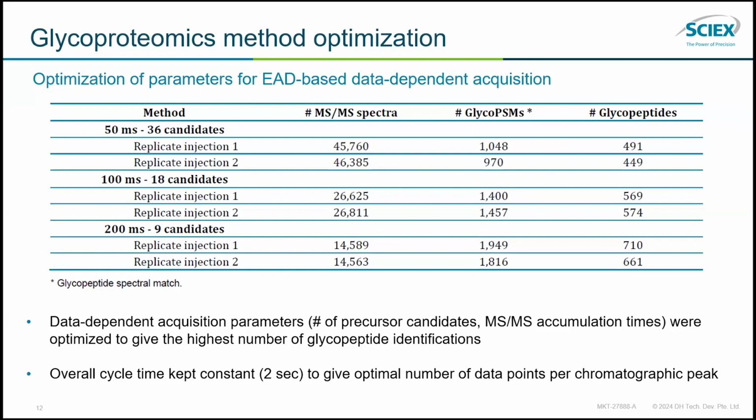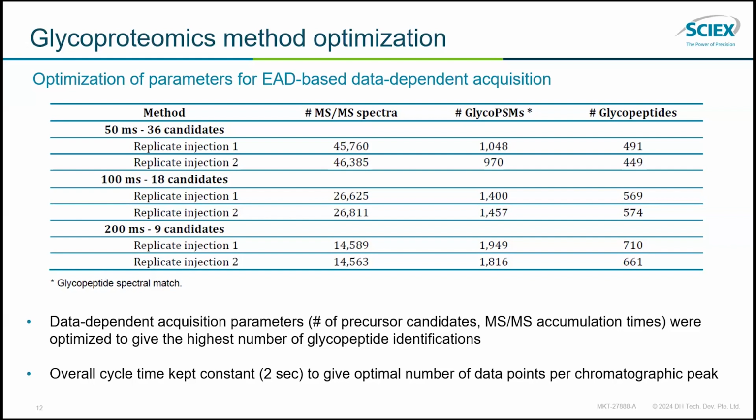At first thought, you would think, well, you want to make that as high as possible, right? So that's what we did initially. We used a 50 millisecond accumulation time for the EAD fragmentation, and then we set the max candidates at 36, right? That generated a lot of spectra, but only a fraction of those were actually spectra from glycopeptides, right? And we identified around 500 glycopeptides.